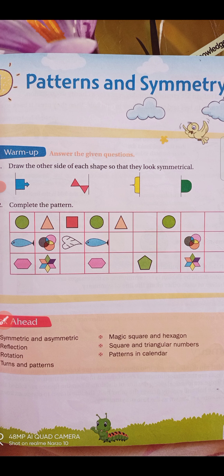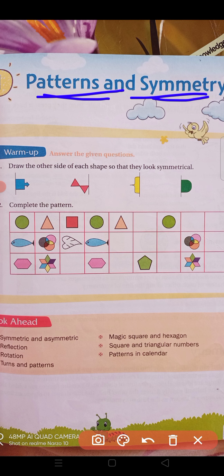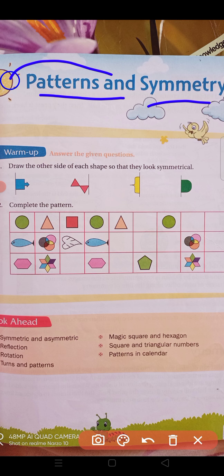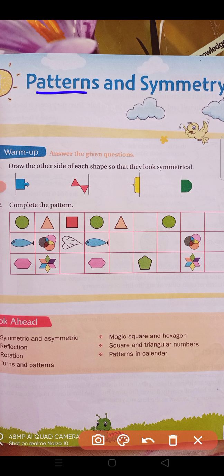Today in this class we shall go to the new chapter, that is patterns and symmetry. This is also included in your second semester syllabus. So here we are studying patterns and symmetry. Now let us discuss what exactly patterns are, and what symmetry means.